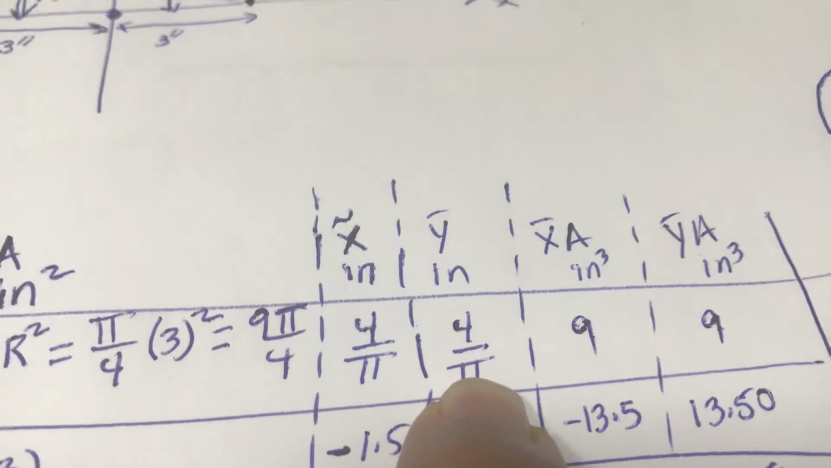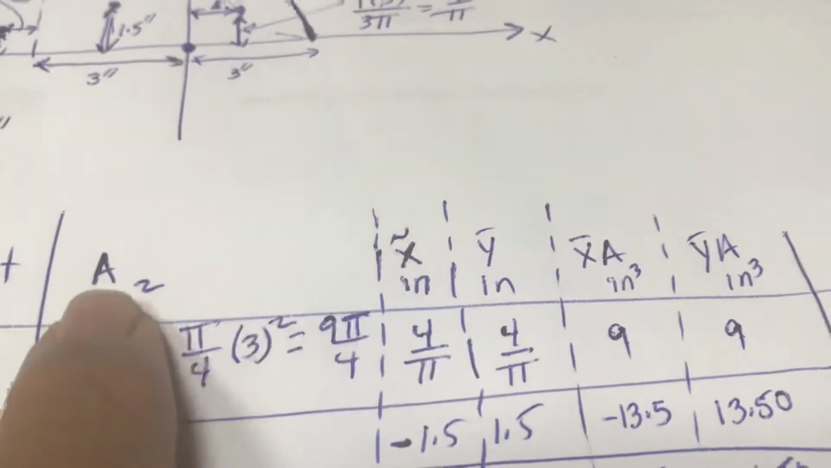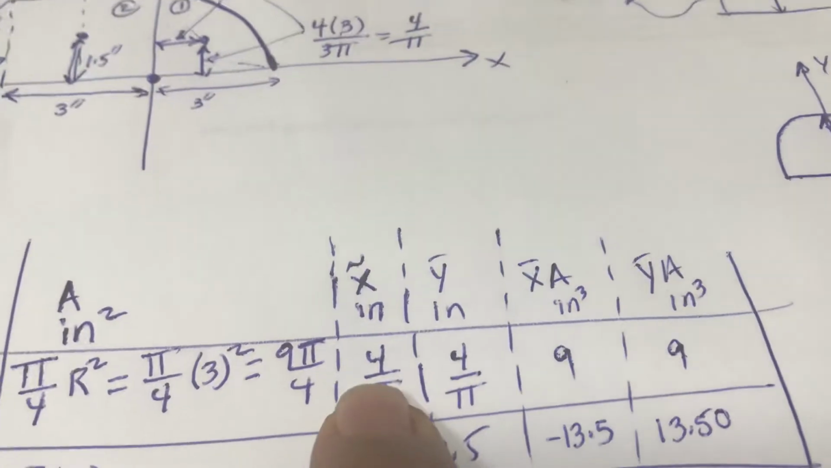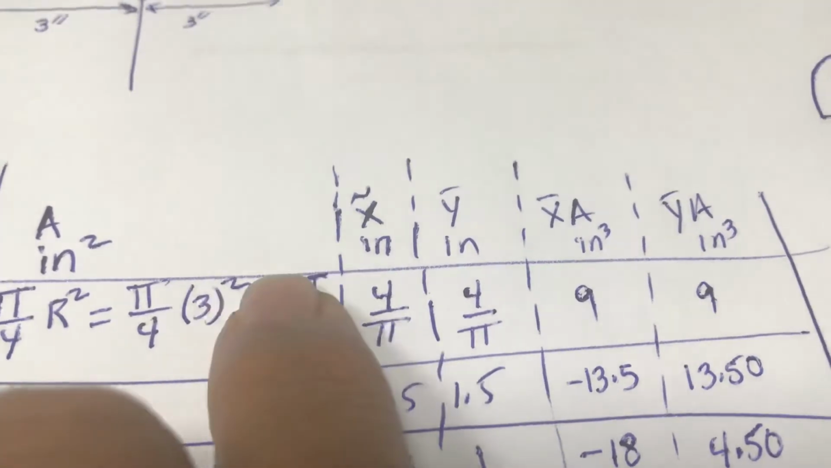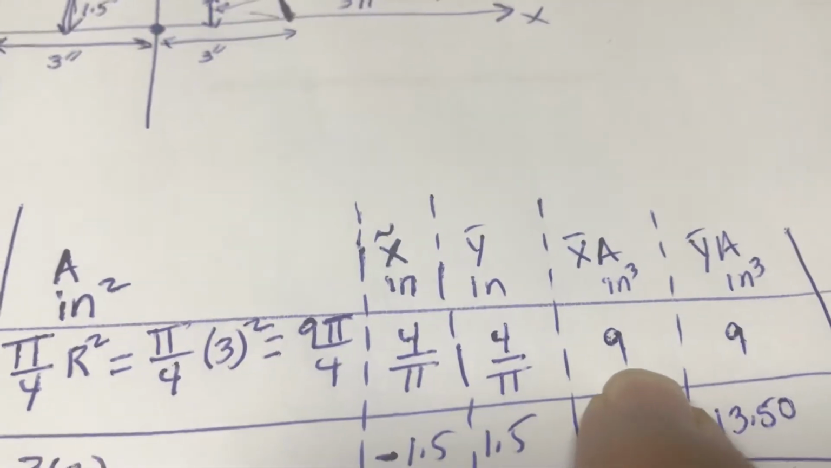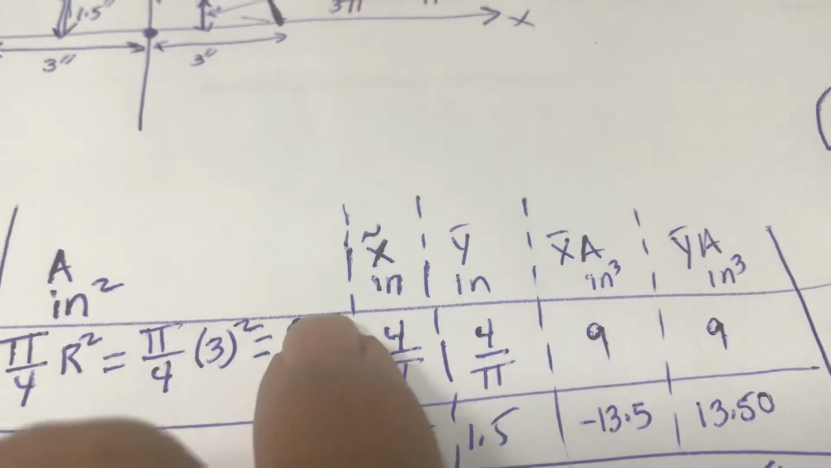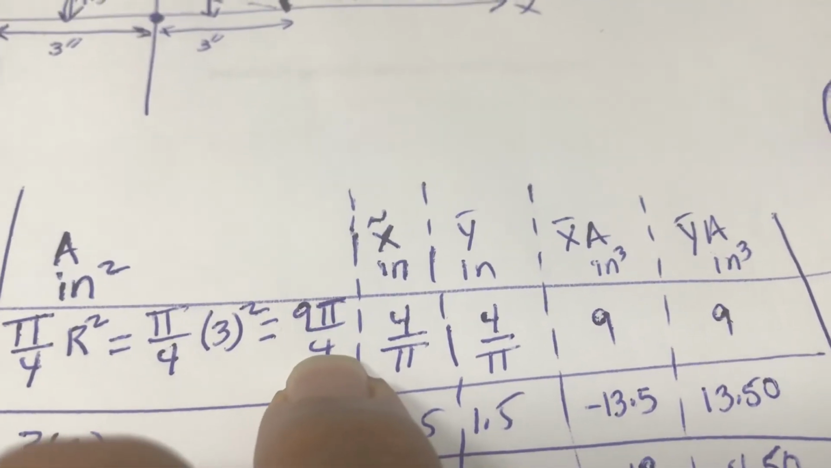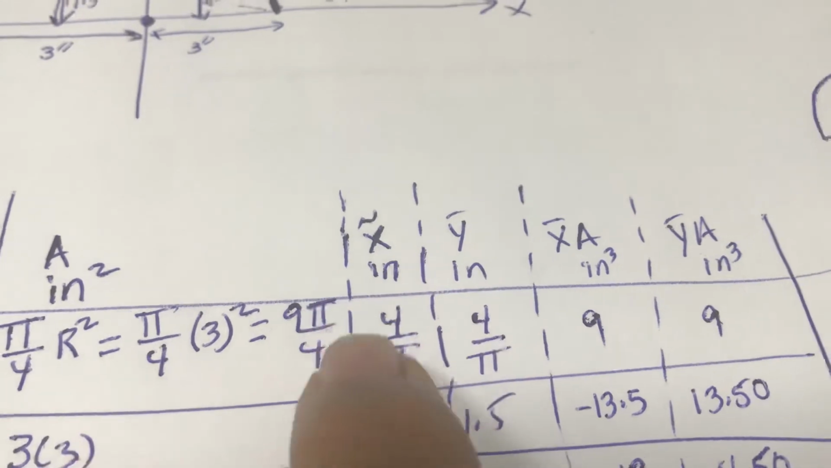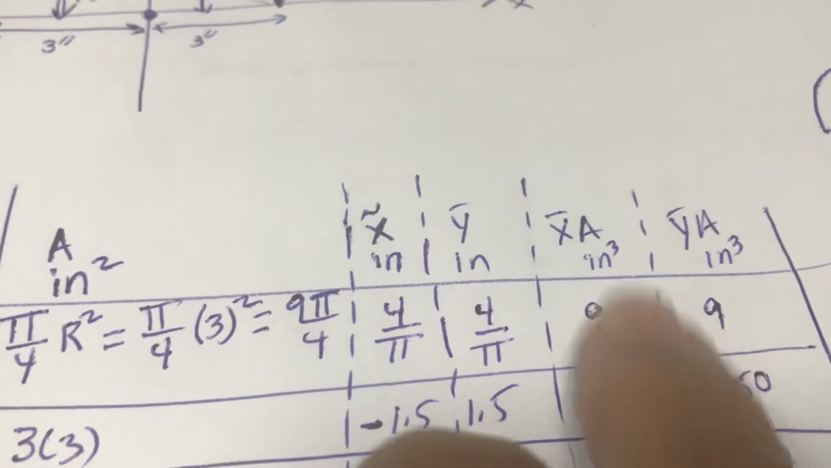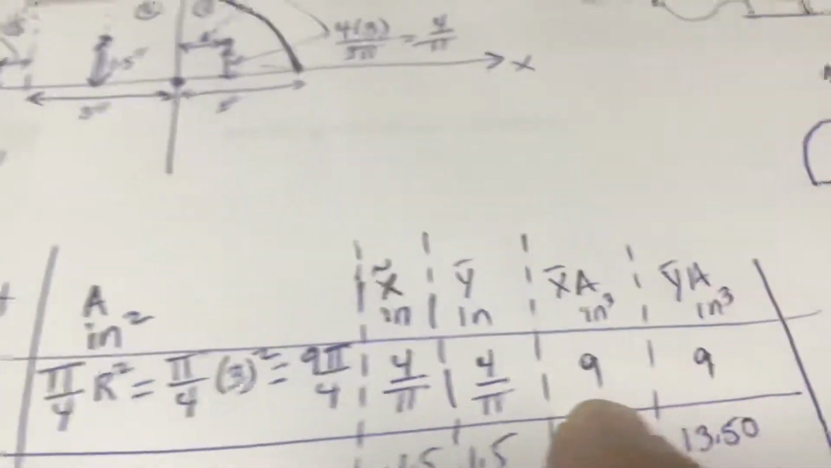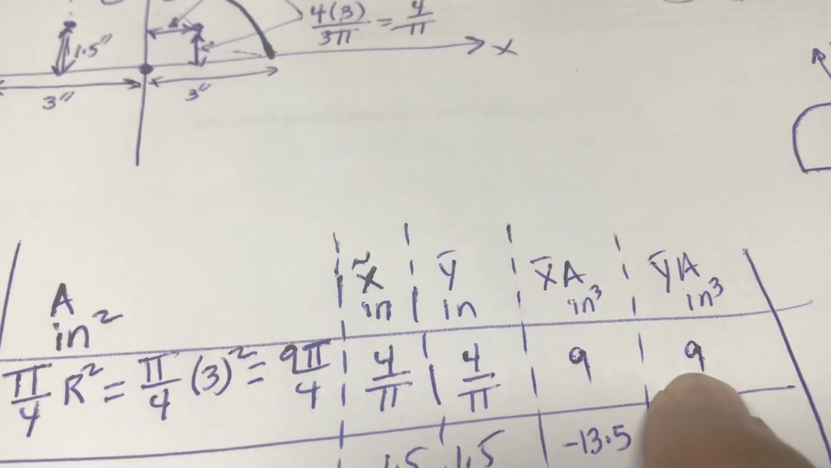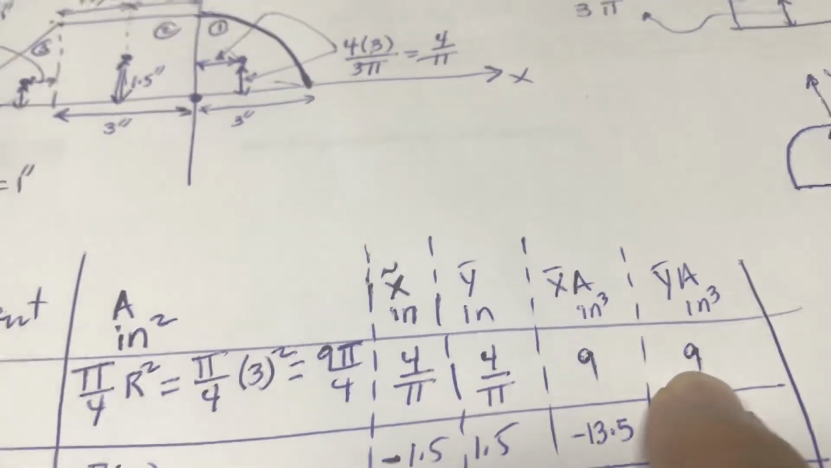Okay? Now you multiply x bar times area, 4 over pi times this. You can see pi over pi, and 4 over 4, so it's 9. And you multiply y bar times area, 9 pi over 4 times the y bar, pi with pi, 4 with 4, so it's 9. So x bar A is equal to 9. That's for segment 1. And y bar A is equal to 9. So we are done with this.